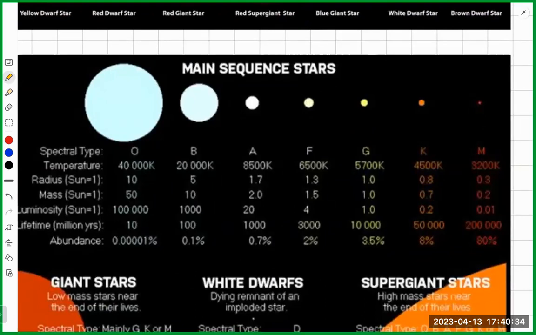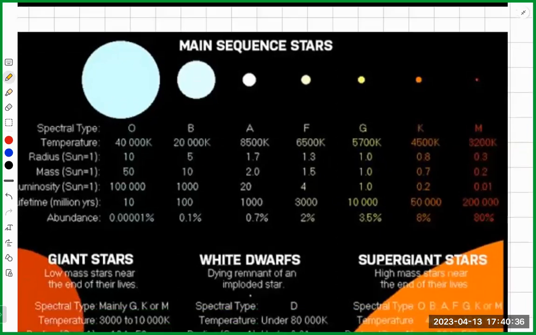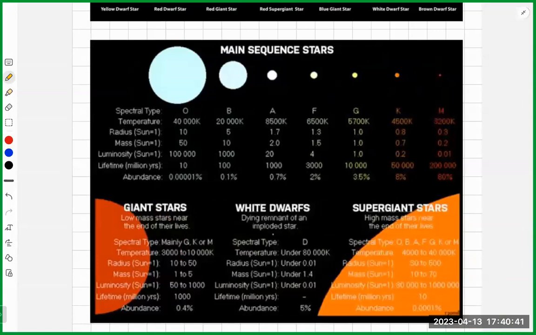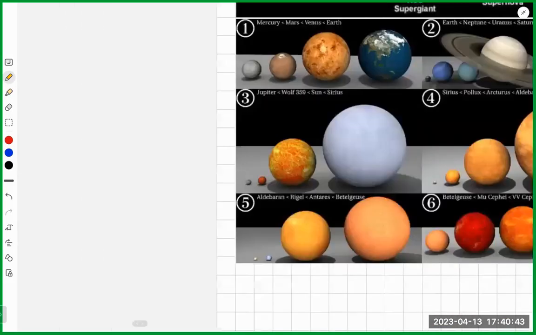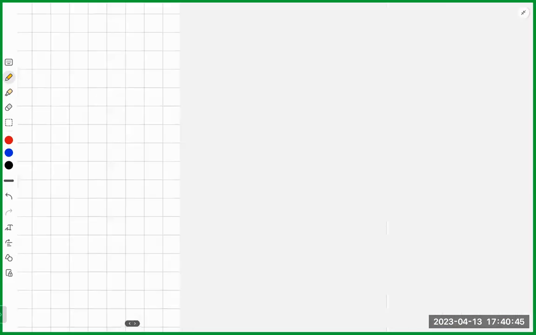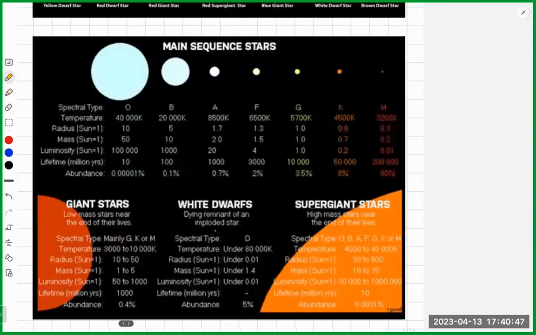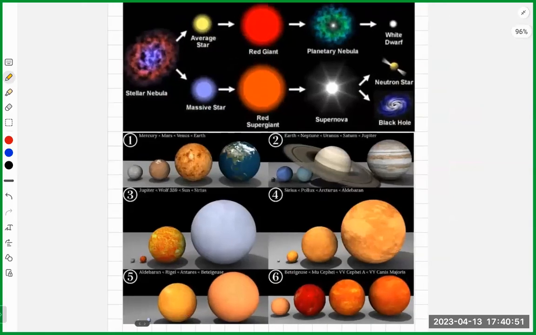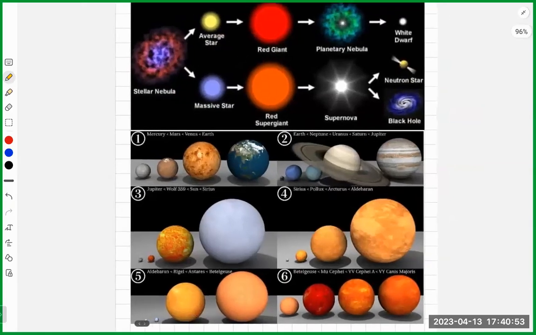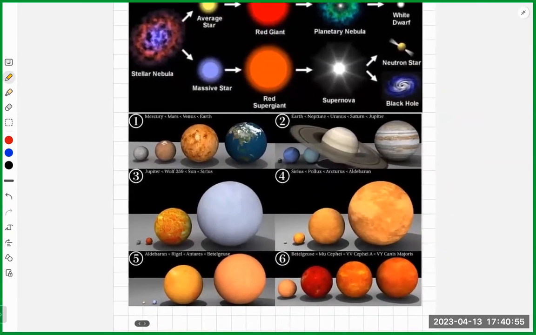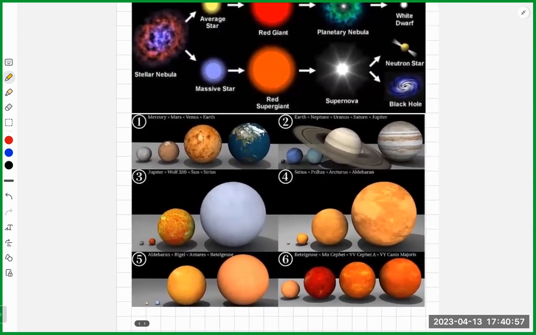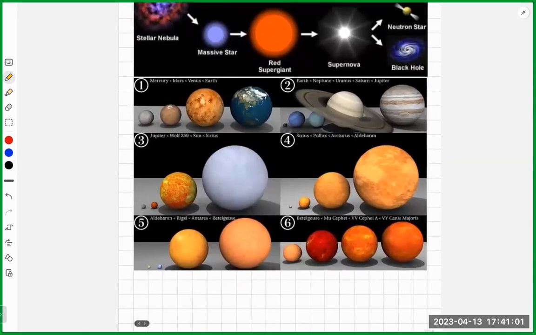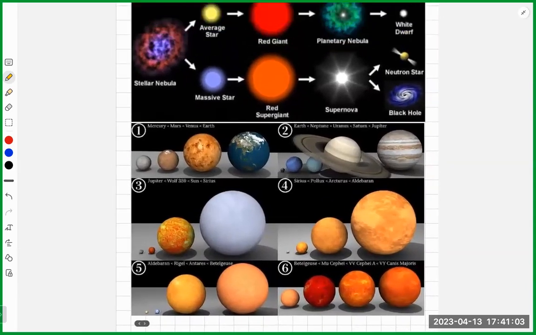Okay, now this is the main sequence star. The different details are given over here. And these are not things that you need to remember. So just for your information, if you want to. Okay, these are the things which are to a scale kind of thing.